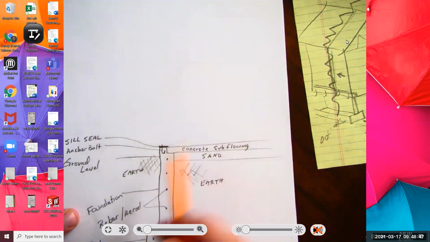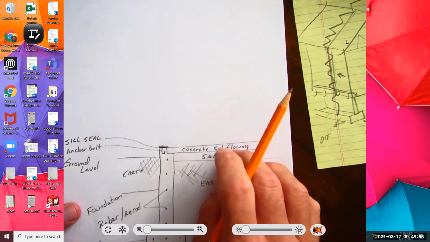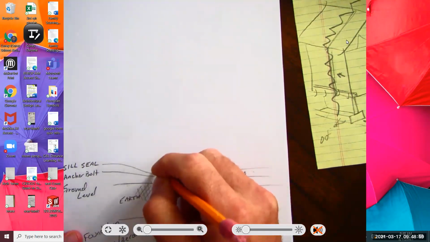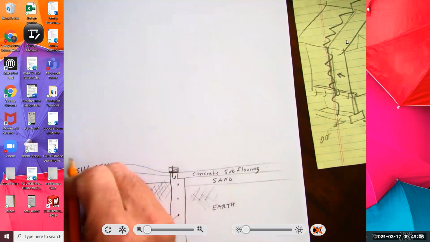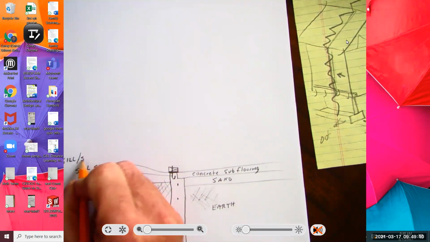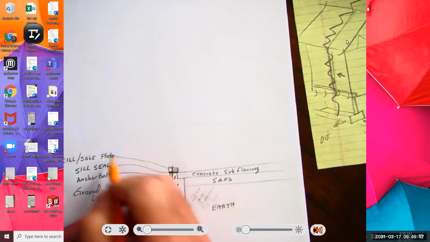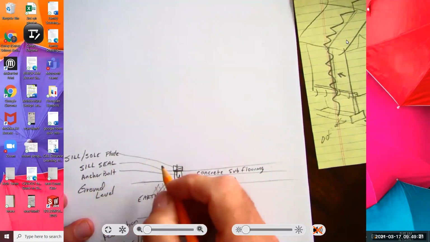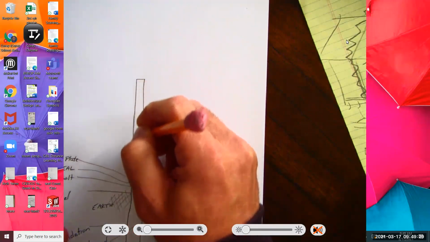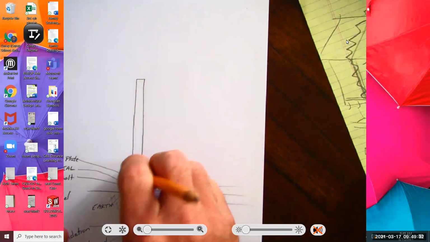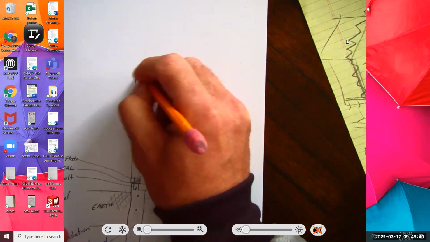So now we're going to go above ground. Here's ground level. We're going to build the wall on top of this, and I'm just going to break down the wall to show you the different parts of the wall. On top of the foundation is called the sill plate or the sole plate. Sill plate or the sole plate. It is a 2x4.